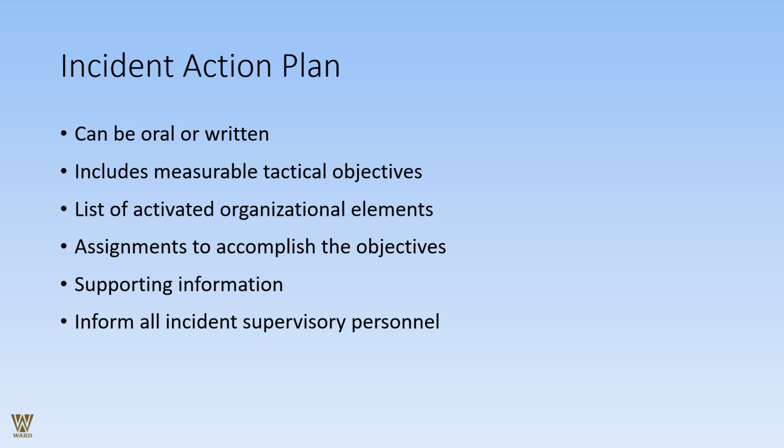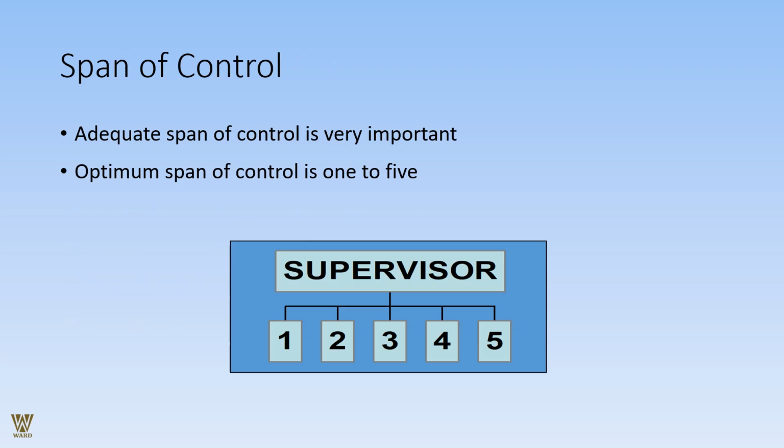Now, the IAP, or incident action plan, can be written or oral, but we prefer it written in black and white. It includes measurable tactical objectives, a list of activated organizational elements, assignments to accomplish the objectives, and supporting information. It informs all incident supervisory personnel, as the case might be. How do we come across it? What needs to be done?